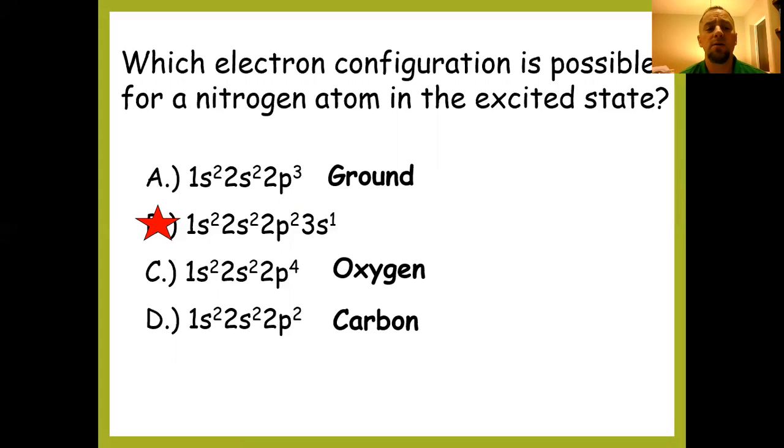And a standard electron configuration for nitrogen would be 1s2, 2s2, 2p3. But the other thing that we know about that electron configuration is each of those orbitals has higher energy. If you remember that from our notes from the last video, okay, each one has higher energy. So in our answer B, 1s2, 2s2, 2p2, and then 3s1, one of those electrons gained some energy and moved from the 2p orbital to the 3s orbital.